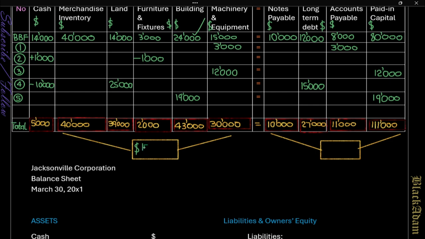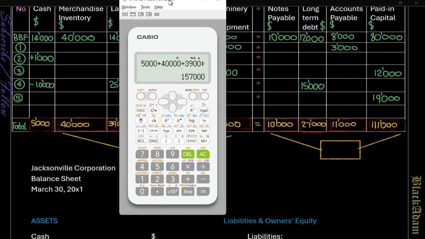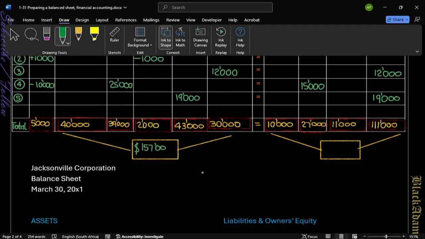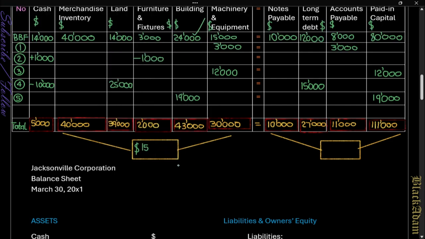So if it doesn't correspond with the right hand side, then we have to redo it. That's how we count the number of transactions and the amount, and total it up. And then on the right hand side it is 10 plus 27,000 plus 11,000 plus 111. It's a different total. Let us recalculate.